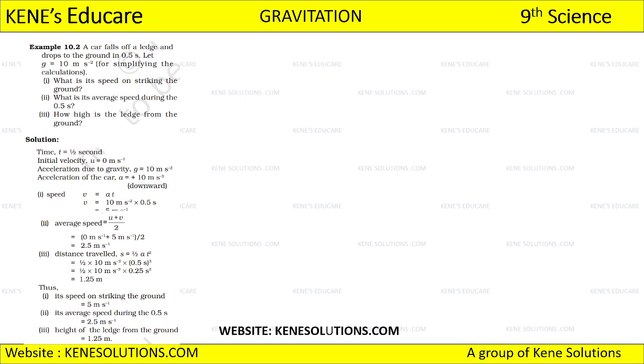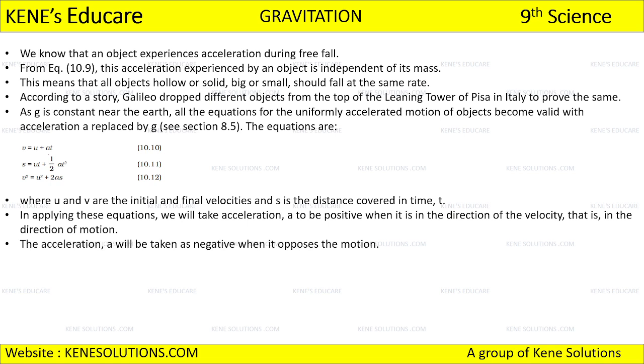See, time given t is equal to half second. The initial velocity that we have is 0 meter per second, right, because it has not started yet. And acceleration due to gravity, that is small g, is given as 10 meter per second square, right? After that, we have the acceleration of the car, that is a is equal to 10 meter per second square, downward again. Okay, so we know the formulas we just saw on the earlier slide: v is equal to u plus at, s is equal to ut plus half at square, v square is equal to u square plus 2as, right?